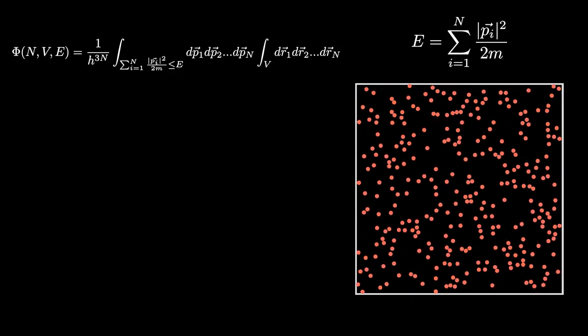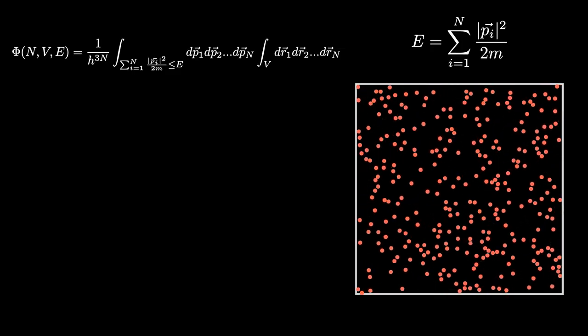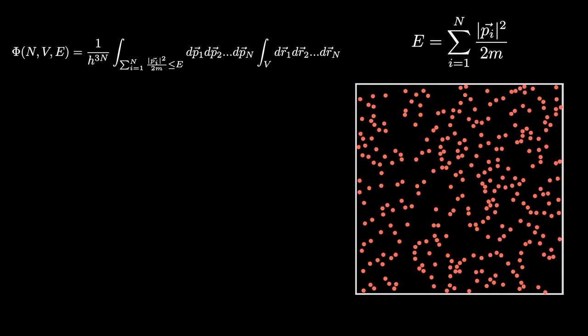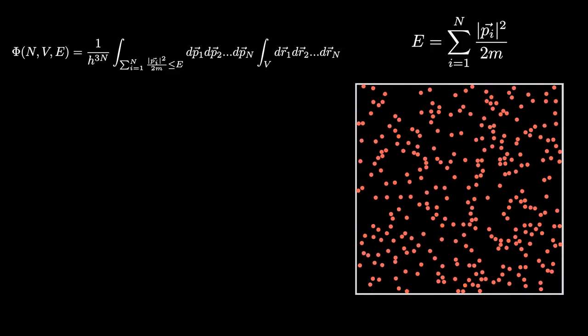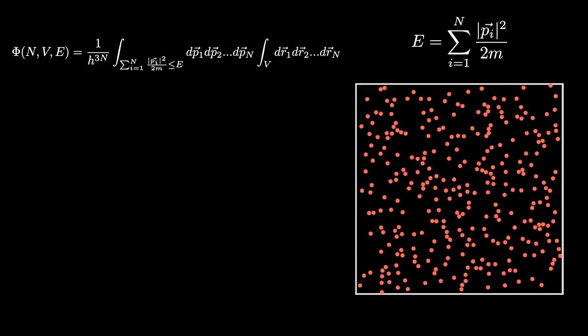The reason for the power 3n is the following. In the previous example, we were only dividing by h because we had a one-dimensional single particle. But here we have n particles that can move in the three directions of space, so our elementary cells are just small hypercubes.